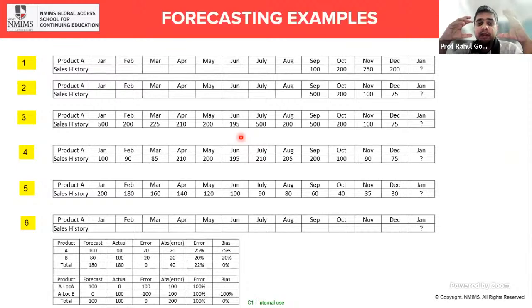And this product A sales history is for the south region of India. And all of you know, in south, the winter is short, right? And usually, unlike in north and east, where Jan and Feb are really winter months, in south it is not the case, right? So if I would have told you that the sales data is for a cold cream in south region, would you still give Jan forecast as 200? No, right?